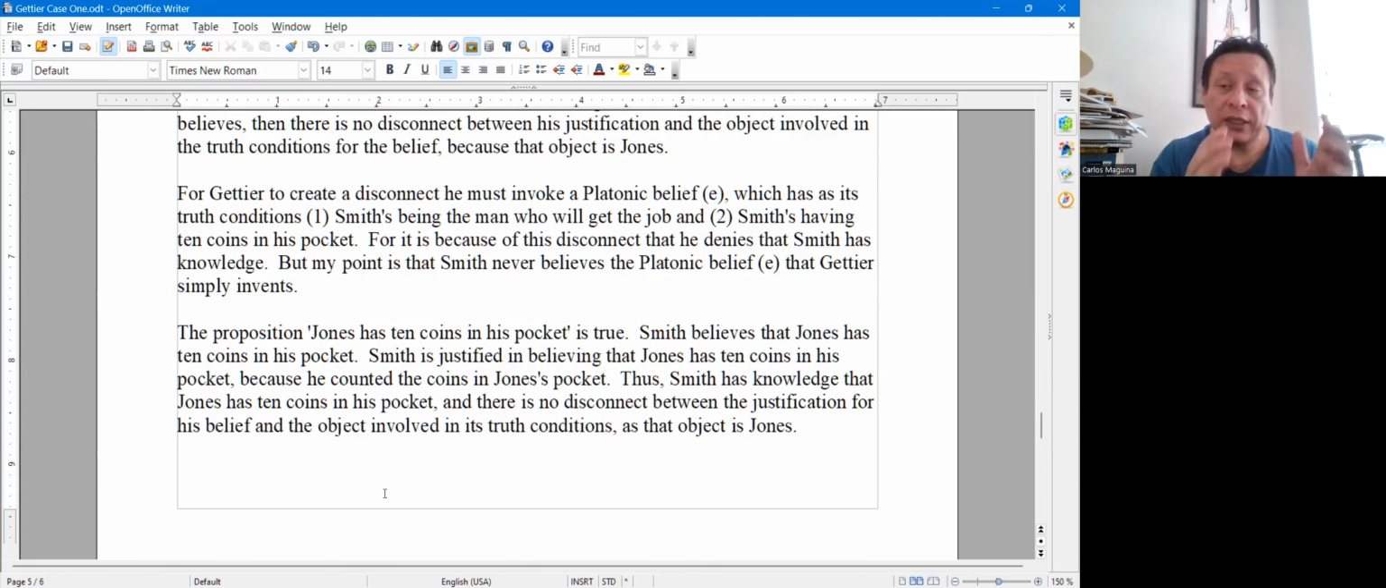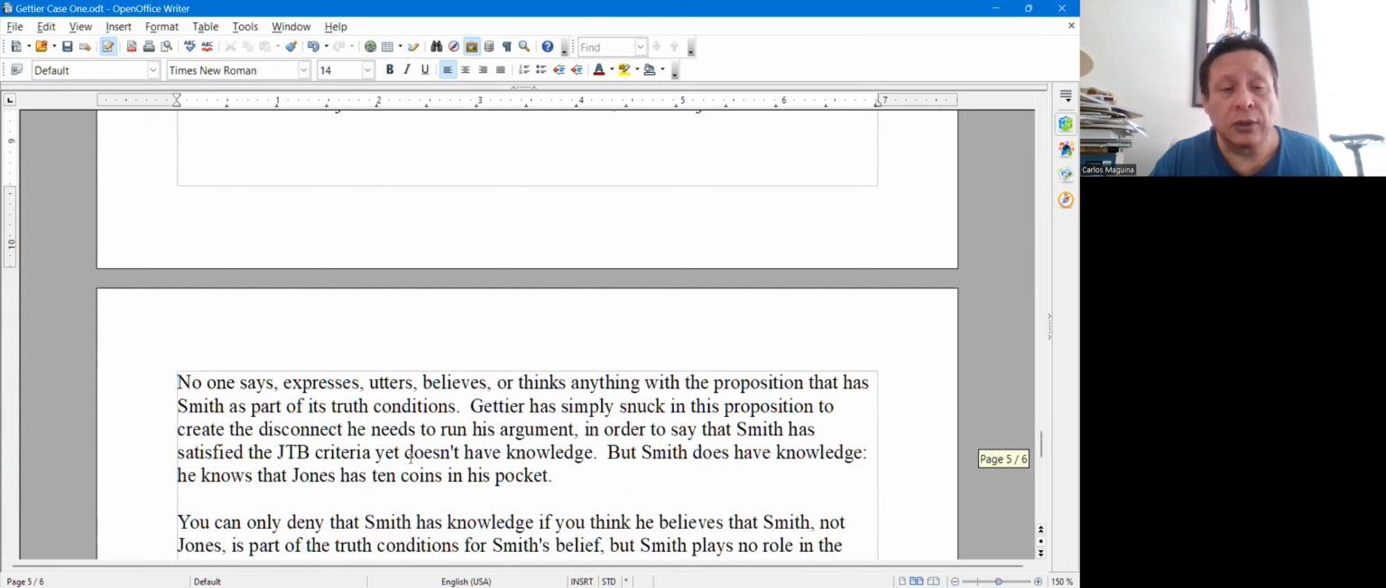There's no disconnect between his justification, which was counting the coins in Jones's pocket, and the object involved in the truth conditions, which is Jones, and the coins in Jones's pocket. He has that. The connection is there. So he has knowledge. No problem. All right.